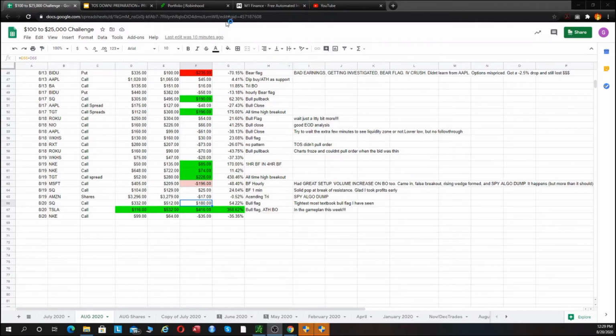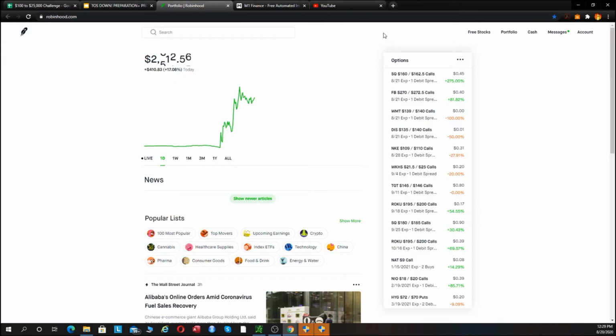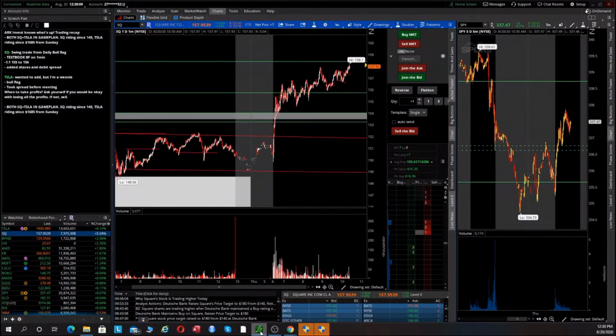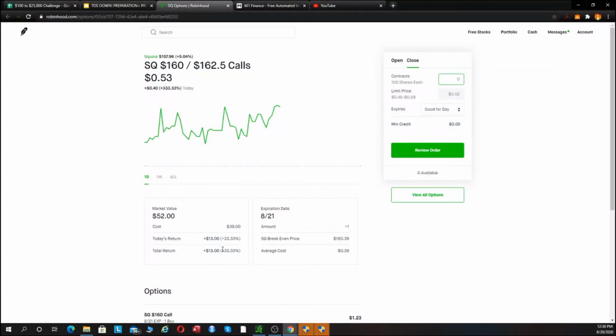So what we did, since we're so close to getting those all-time highs, is we reloaded with a debit spread. We bought the 160 call and sold the 162.50 call. So we just paid $39 for this. It's only up $4, but it'll start collecting some good premium. So just have a drop now. There we go. We're up $14 on it, so a nice 33%.